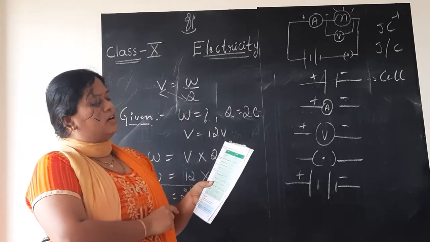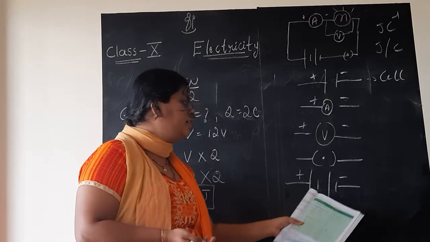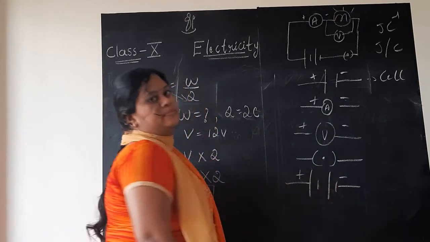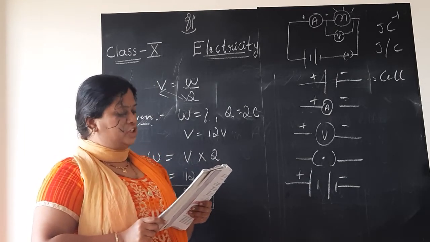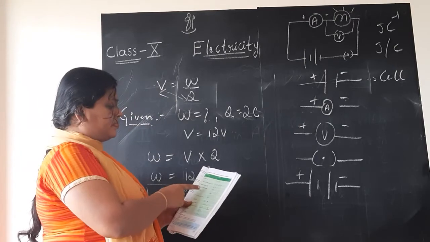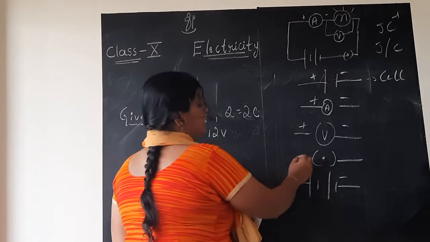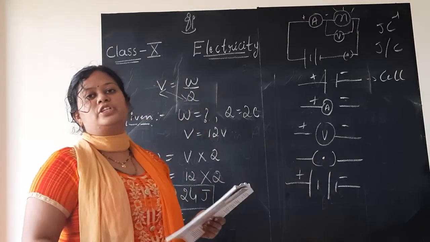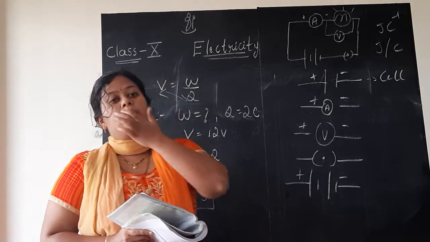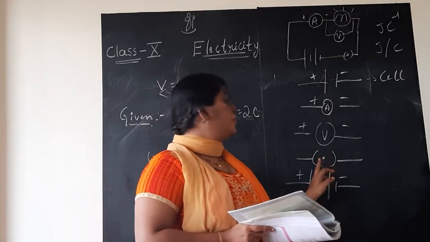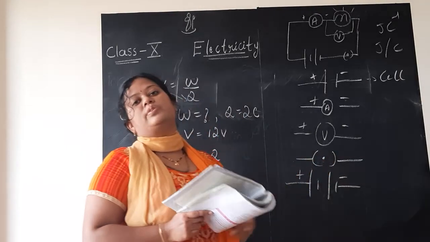Next is a battery or a combination of cells. Combination of cells is nothing but a battery. That is what we have written now. So, cell or battery. Next is the plug key or the switch. Here they have shown both switch open and switch closed. I showed you the representation of the switch or the plug key. If no dot is written, the switch or the plug key is open. If you have placed the dot in between these brackets, then it means the switch is closed.